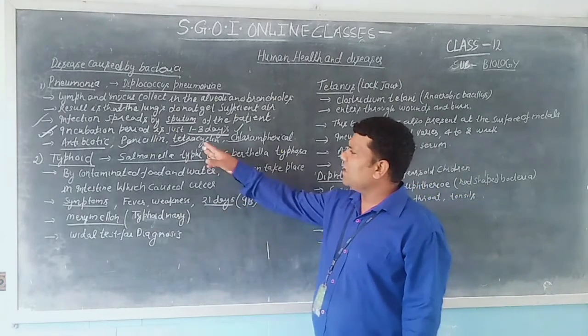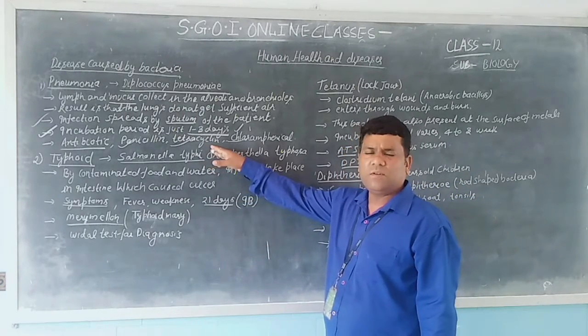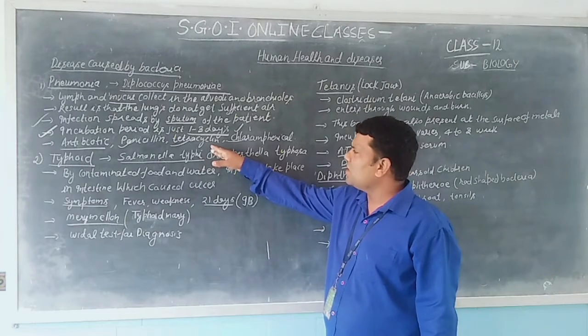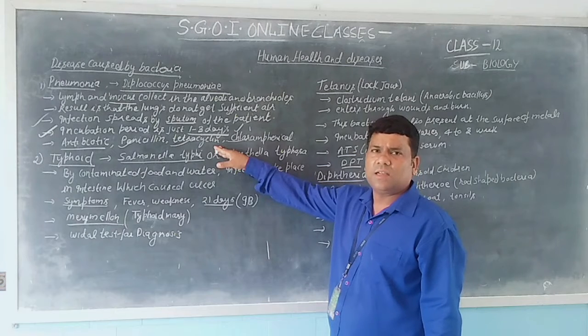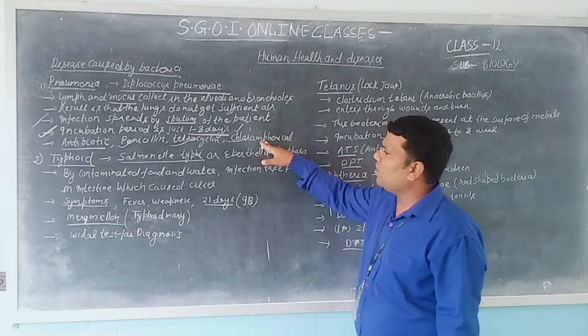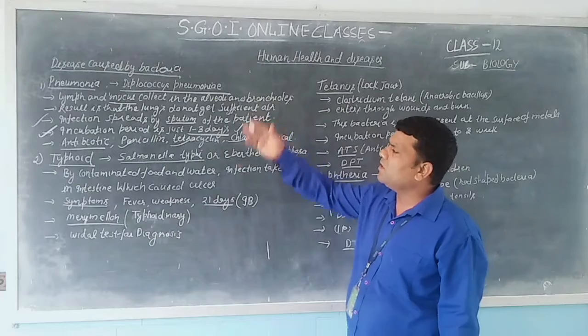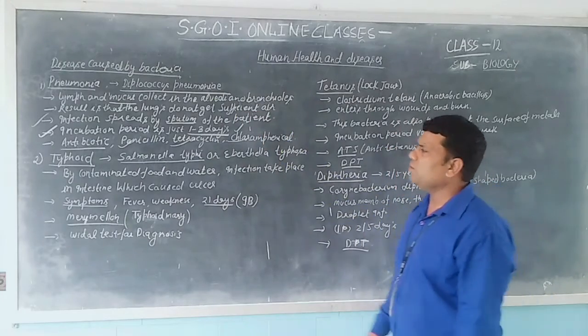Tetracycline is also an antibiotic, obtained from Streptomyces rimosus, a type of bacteria. And chloramphenicol is also given in the case of pneumonia. Okay, now we come to the next disease.